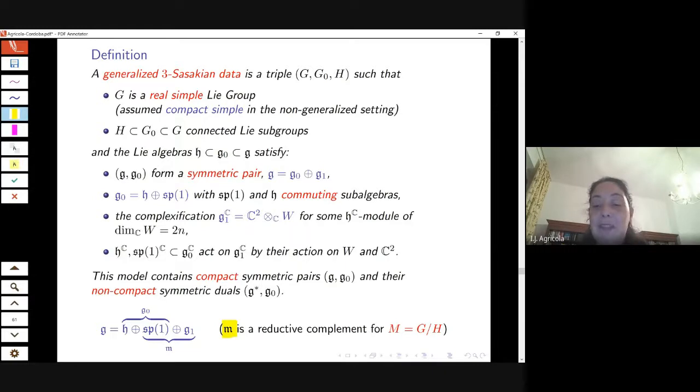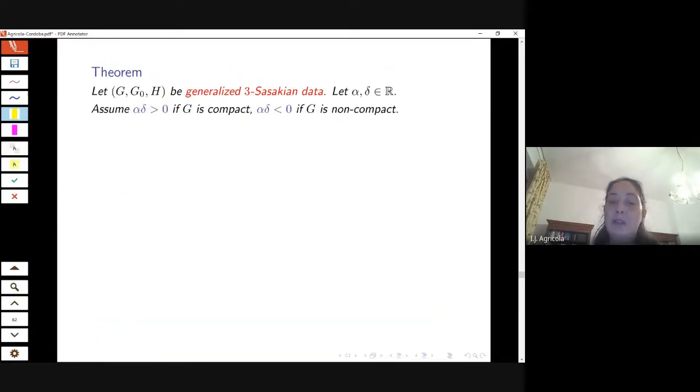M is going to be a reductive complement for the quotient G over H. So here I have my big G, h plus sp(1) plus g_1. h plus sp(1) yield g_0. sp(1) plus g_1 yield m. And this is my local model for the vertical space and the horizontal space. Okay? And whenever you have this, then the theorem is, if you start with such data, take two constants alpha, delta in R and assume that G is compact for alpha delta positive and non-compact for alpha delta negative.